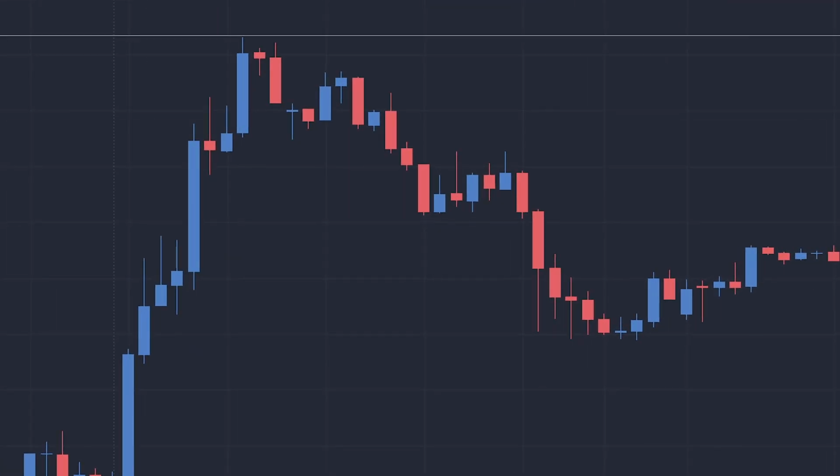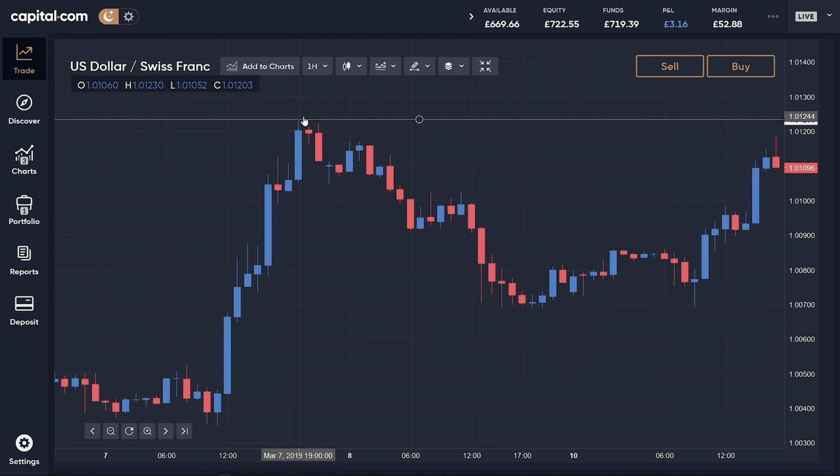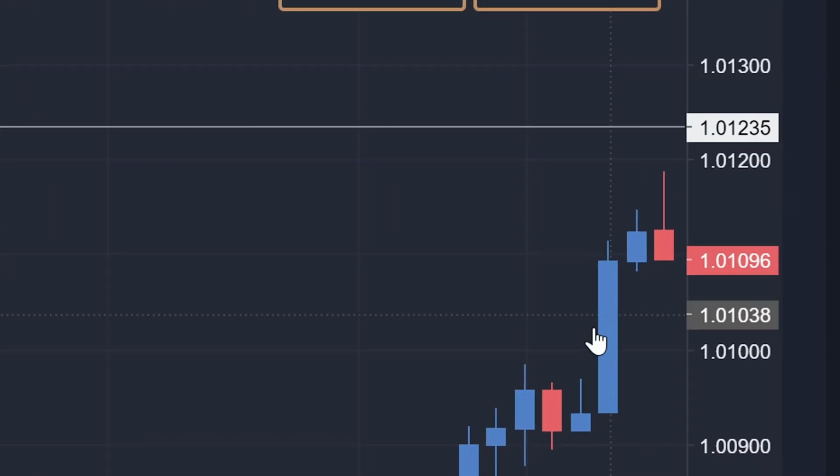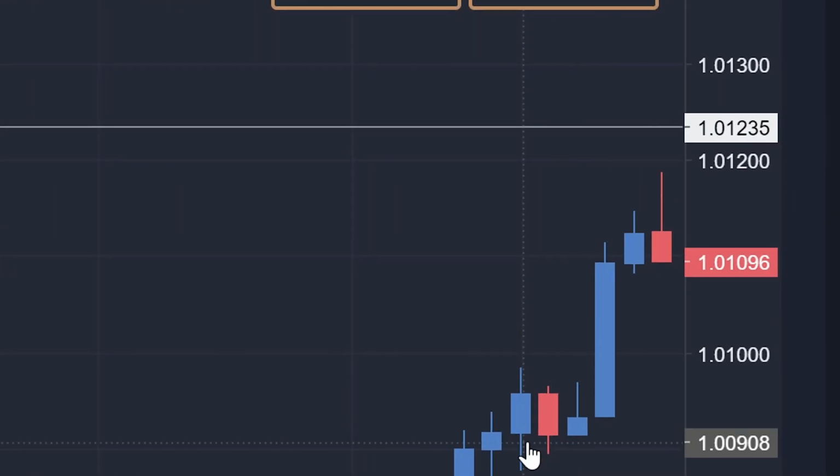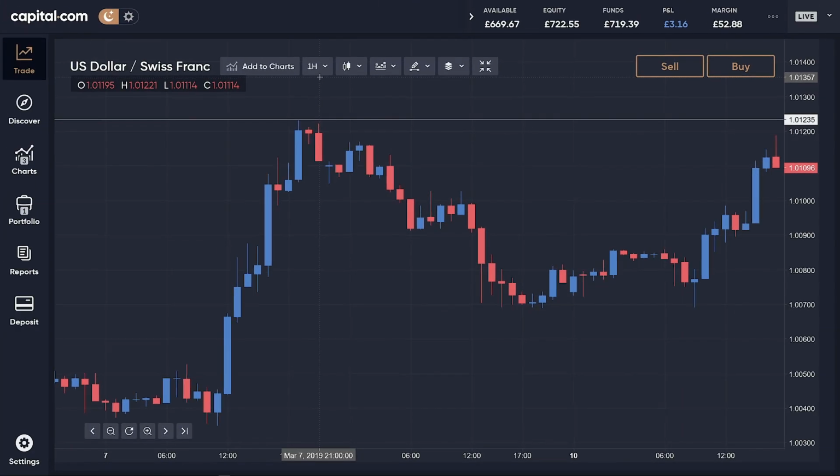So the dollar has had a good run of strength up to just above, where are we, 101.12, 40 to 50, that sort of area. The market does sell off, but then rallies back up. So it's a similar setup to the dollar yen one we just looked at, but on a shorter term time frame, because these are hourly candles.